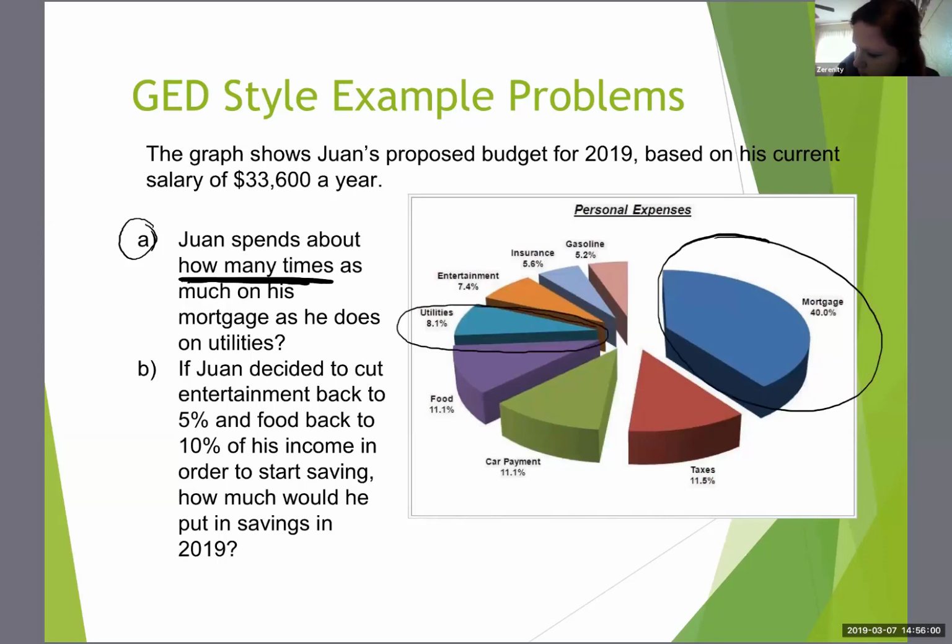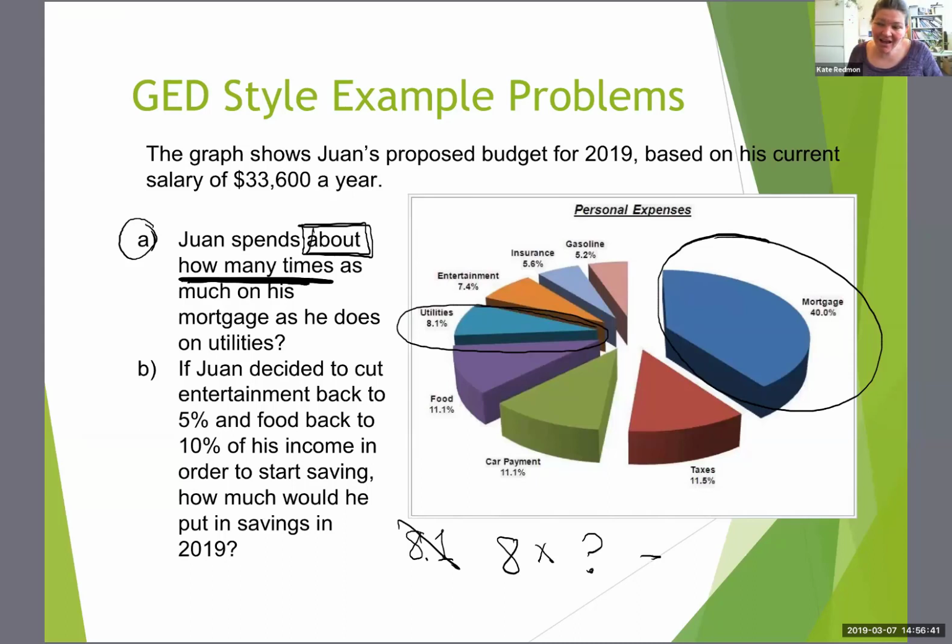And do notice that there was wording in this problem that gave you permission to approximate. See the wording? What word here tells me I'm allowed to approximate? About. Yeah, about. Juan spends about how many times? So permission to approximate, granted, okay? So basically, if I take this utilities, which is about 8.1, but I got permission to approximate, so could we just call it 8? Is that cool with you? Yeah. So 8 times what?